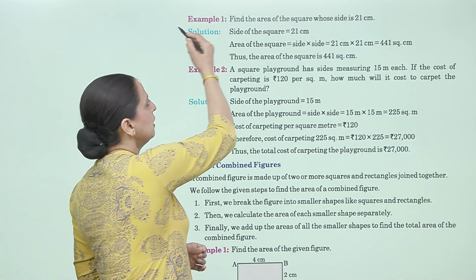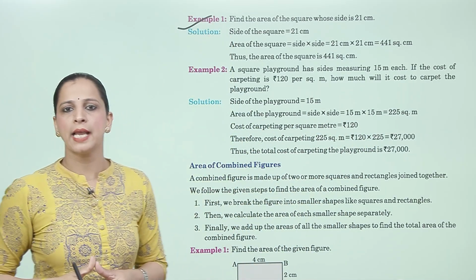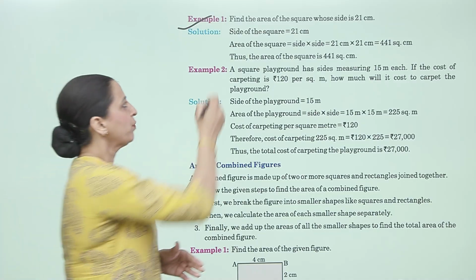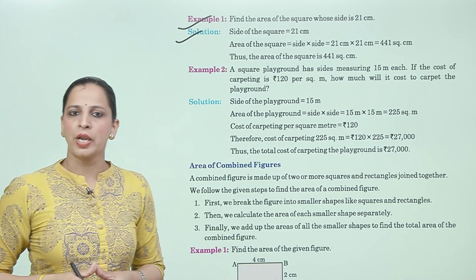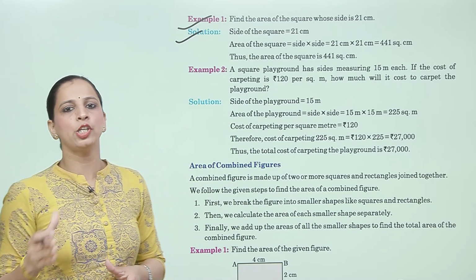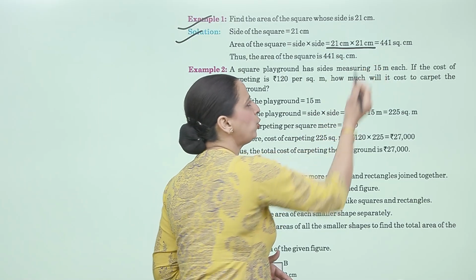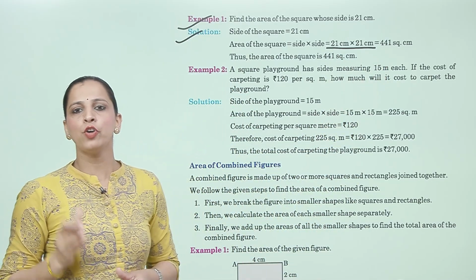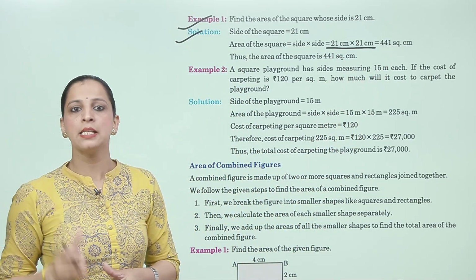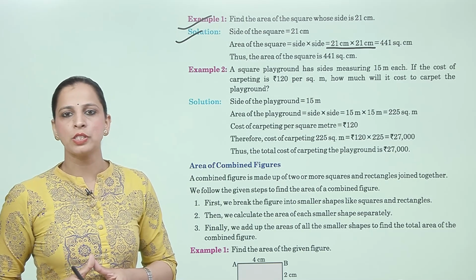Now, example 1. Find the area of square whose side is 21 centimeter. Solution. Side of the square is 21 centimeter. Area of the square is side into side, that is 21 centimeter into 21 centimeter, that is 441 square centimeter. Thus, the area of the square is 441 square centimeter.